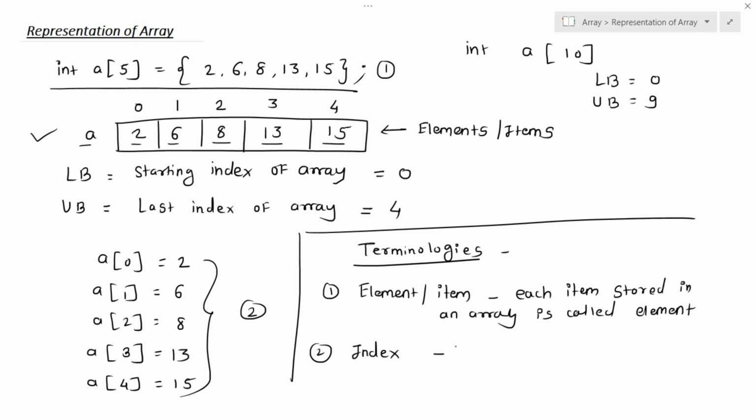And what is index? Index is the memory location of each element in an array, and as we know, the array index always starts with 0, and from the array index we calculate the lower bound and upper bound of the array.